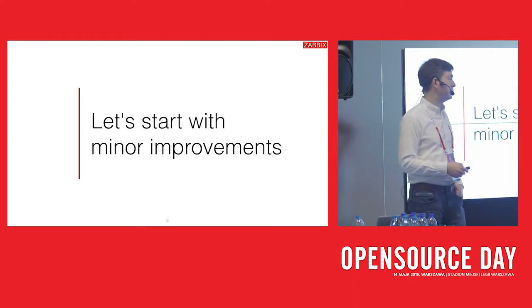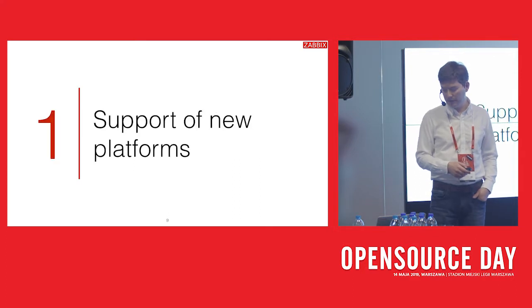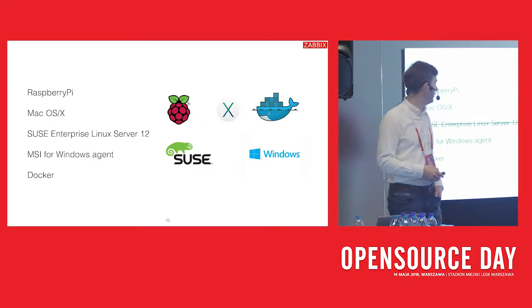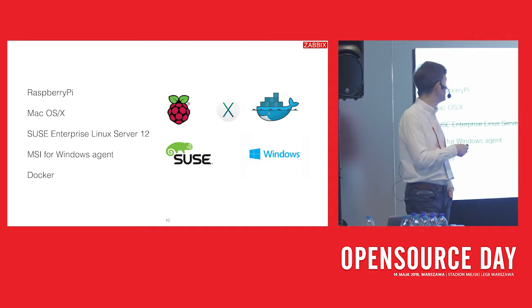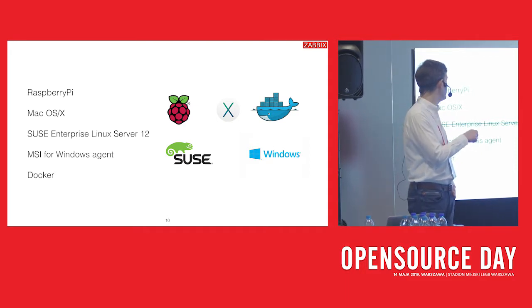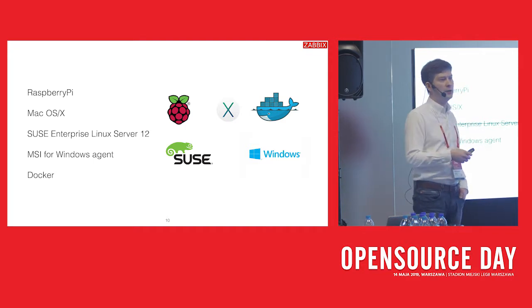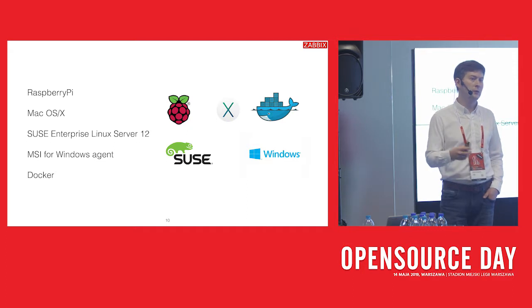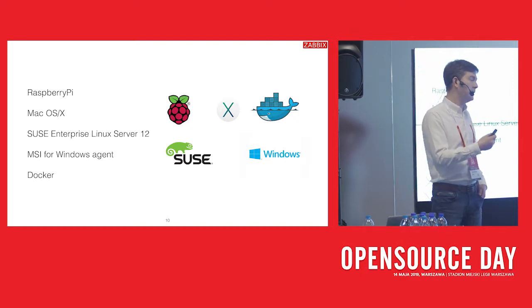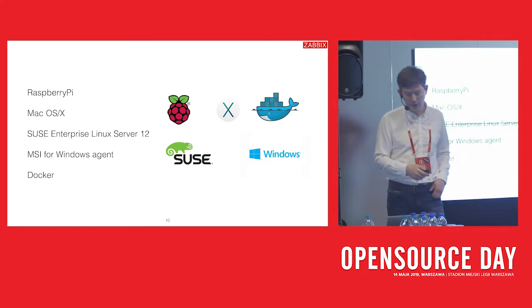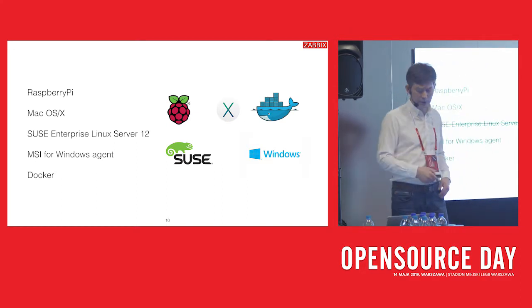Let's talk about Zabbix 4.2. Let's start with some minor improvements. Support of new platforms. At this moment, we officially support Raspbian. We have official agent for Mac operating system, macOS. We have Docker builds. We support OpenSUSE. We support a Windows agent. We provide MSI packages for Windows agents right now for much faster deployment and for automation of Windows agent deployment. So MSI images are already supported for Zabbix agent. And Docker, yes, I already mentioned Docker.